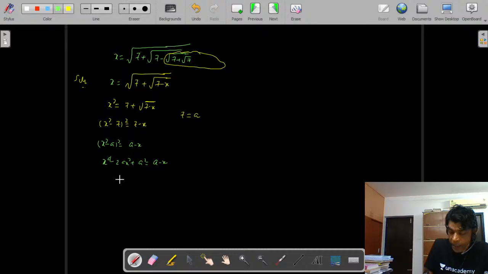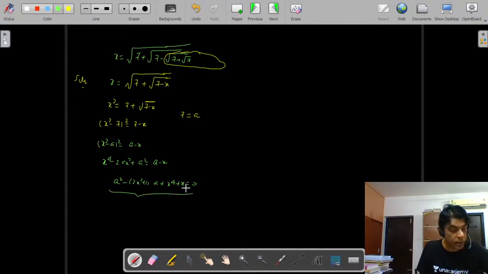Arrange the quadratic in a. So a squared minus, bring everything to this side, 2x squared plus 1 times a, plus x to the 4 plus x equals 0. If you remember, we got this one some time back, right? We got this last time. So let us take advantage of that, and let's write directly the solution from here.